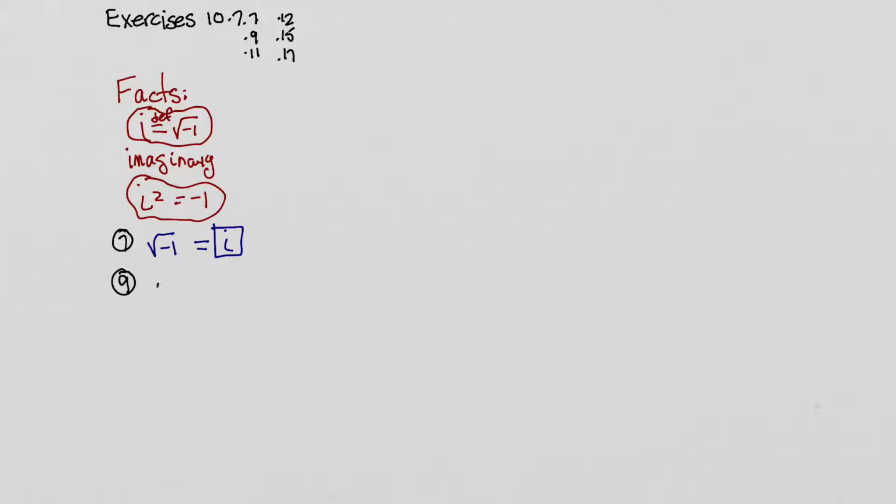And in number 9, this one here, i squared, well, this is -1, right? And that's by our definition. i squared is -1. Why is that true? Because of the definition.